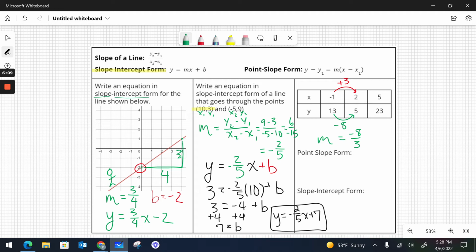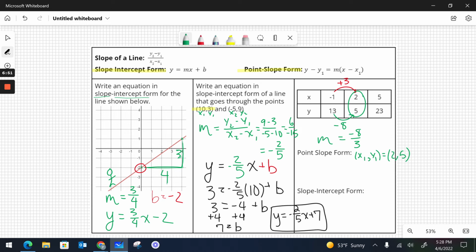Once I know the slope, I can use point-slope form. Point-slope form is up here. And the x1 and y1 in this formula, that's one point the line goes through. So I can use any points in this table for my x1, y1. I'm going to choose this one for example, x of 2, y of 5, so it's going to be 2, 5. So my x1 is 2 and my y1 will be 5.